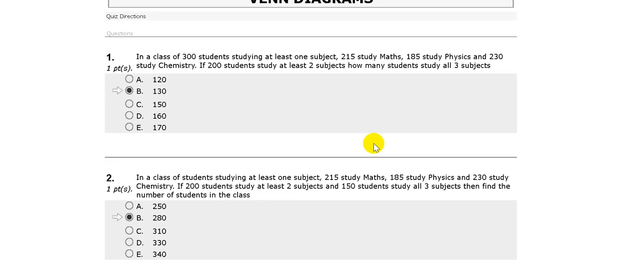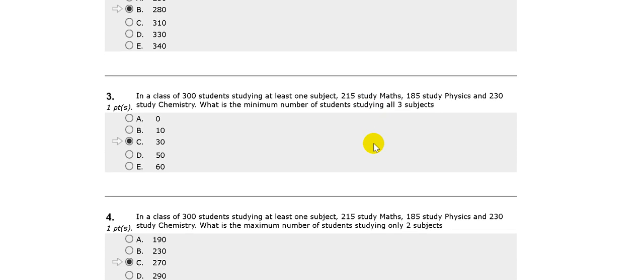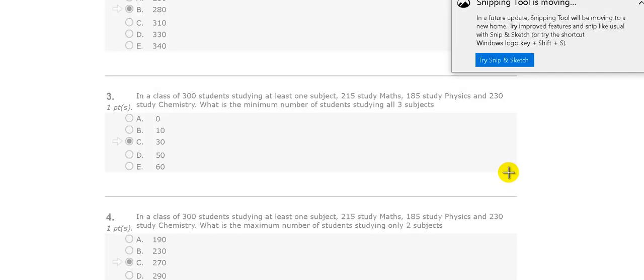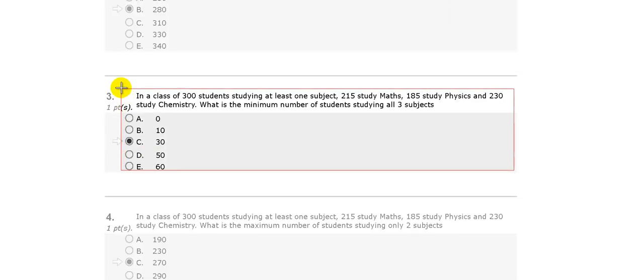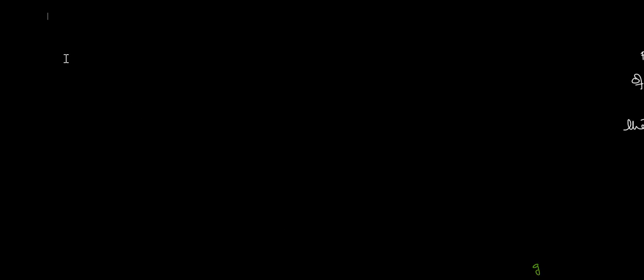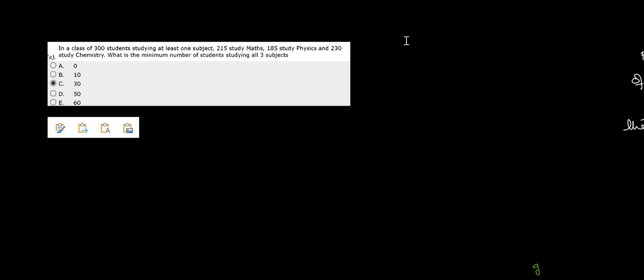Let us look at the next one. All these are the same now. This one is the minimum number of students studying all three subjects. How will we do this one? Has anyone done this? Yes, no? No, sir.